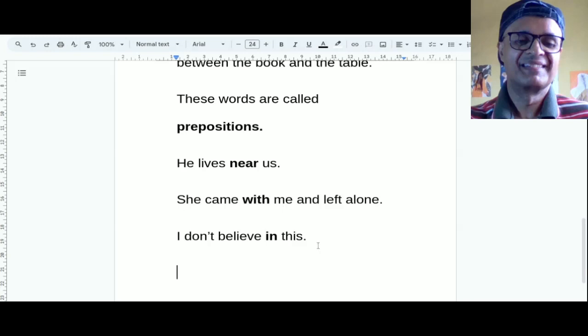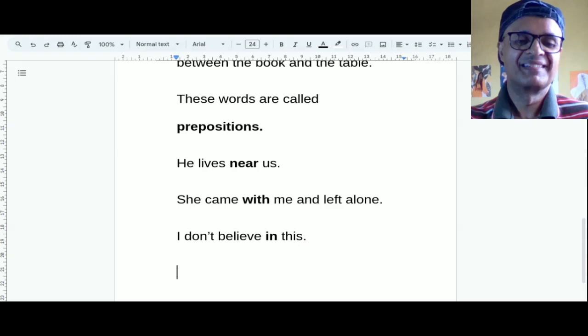So in this case, a preposition is a word placed before a noun or a pronoun to show in what relation the person or thing denoted by the noun stands to something else. That means prepositions usually show a relation either between two nouns or between two pronouns.